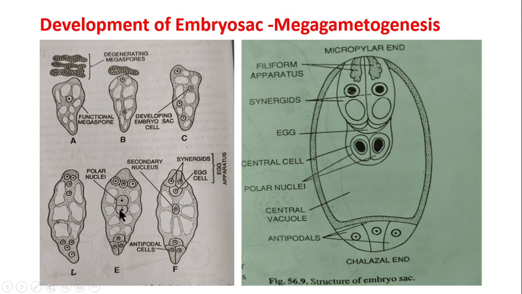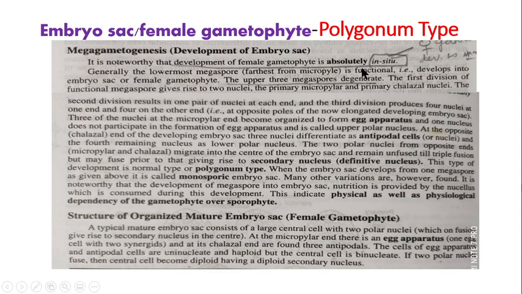and giving rise to these kinds of nuclei, which later will develop a thin cell wall around themselves, and this type of structure is known as an embryo sac. And the formation of the embryo sac from the functional megaspore is known as megagametogenesis, or the formation of the embryo sac, or you can say the female gametophyte. Okay, now here is some material where you can read about the egg apparatus, antipodal cells, secondary nucleus, and the portion which we have discussed is the monosporic embryo sac and polygonum type.